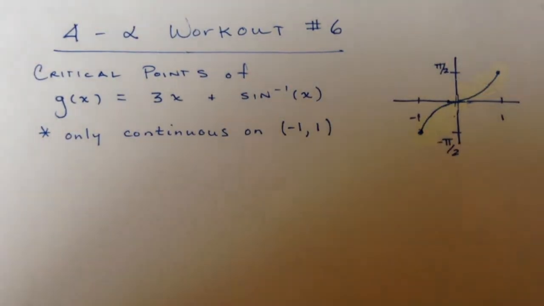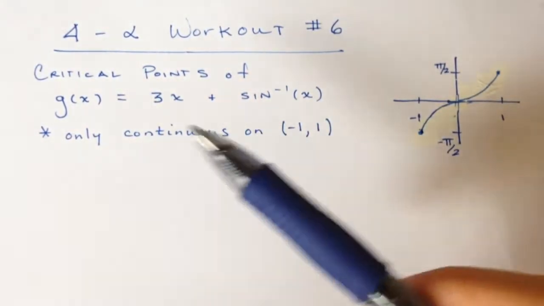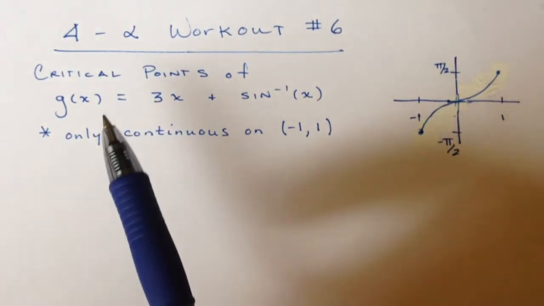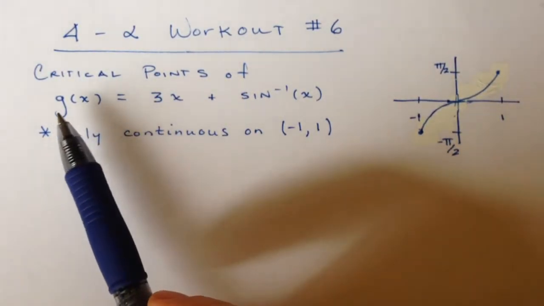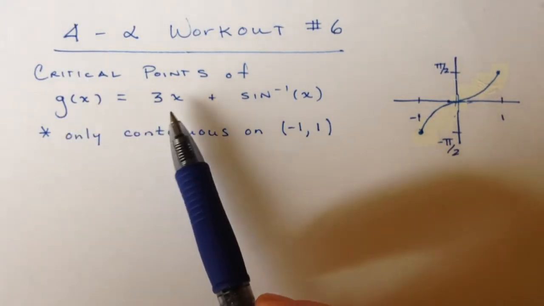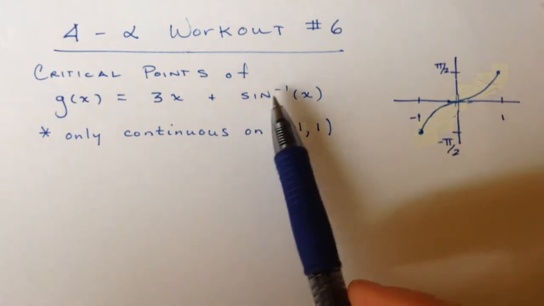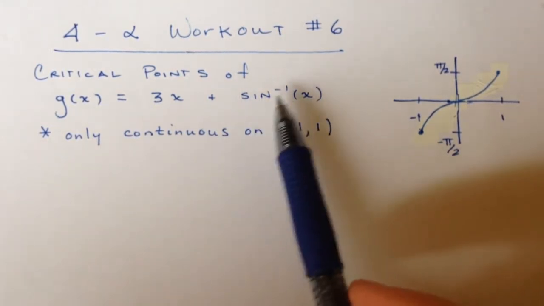We're going to take a look at problem number 6 from the 4 alpha assignment, and it asks us to find the critical points of this function. G of x equals 3 times x, a linear function, plus sine inverse of x, an inverse trig function.